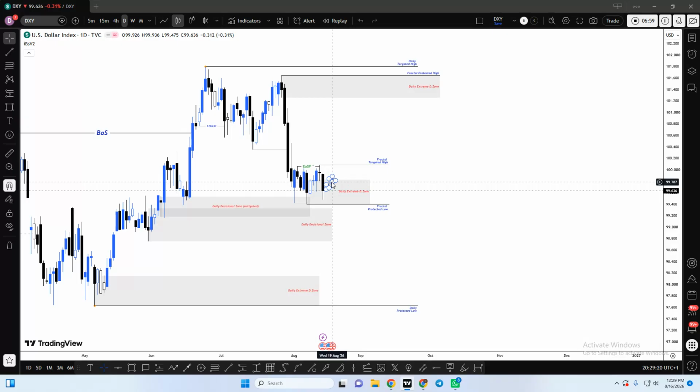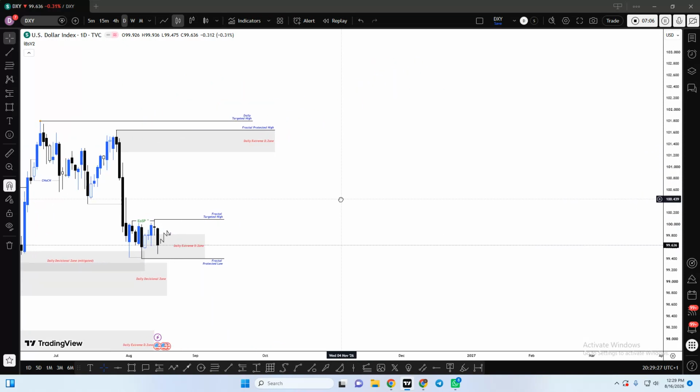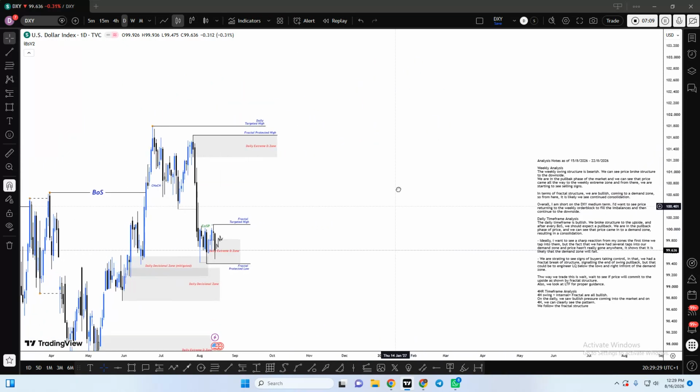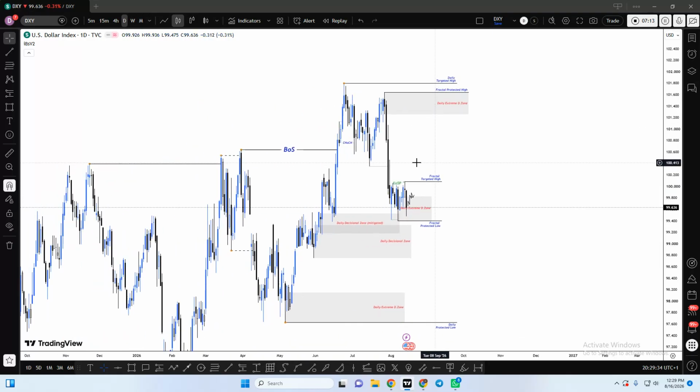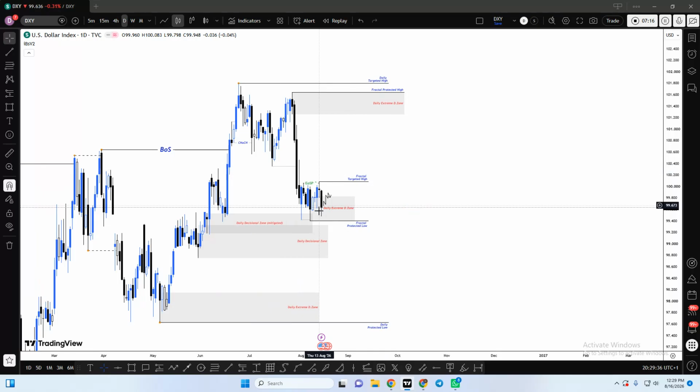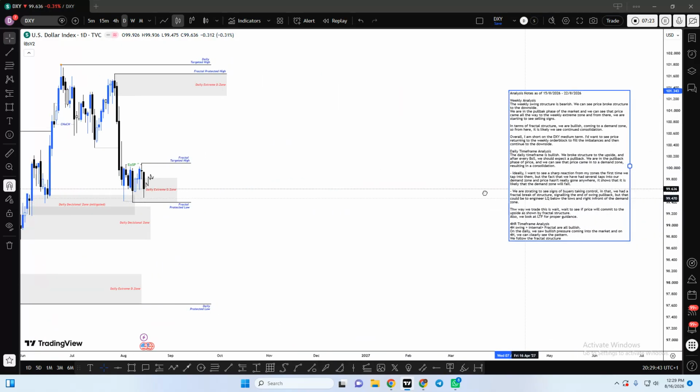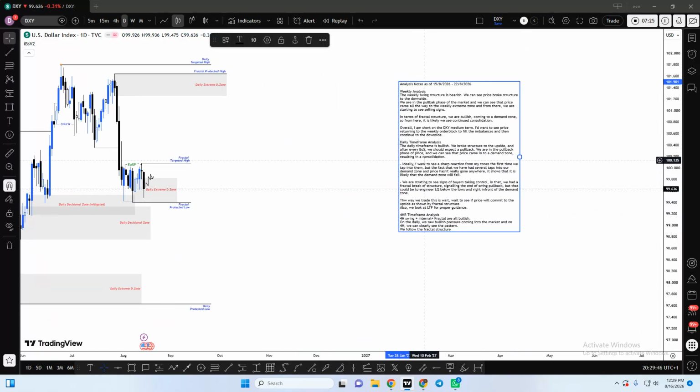What would give me more confidence is if we continue taking out this fractal structure. I've indicated here that the break of structure to the upside could mean that this low is now being induced. Ideally, I'd want to see a sharp reaction from my zone the first time we are tapping into it.